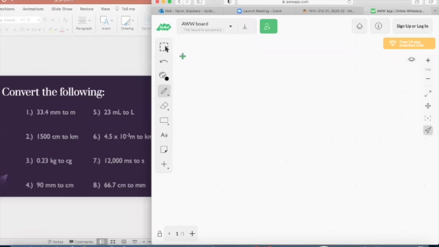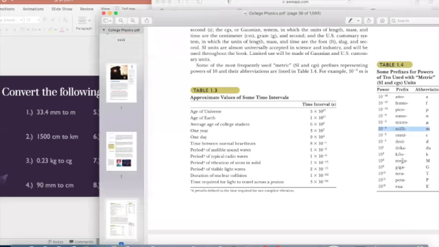Okay, last but not least, we're going from centi to milli. So number 8, we're going from 66.7 centimeters to millimeters. If you remember, centi is 10 to the minus 2, and milli is 10 to the minus 3. So the only difference between the two is 1 decimal place. The difference between 2 and 3 is just 1.